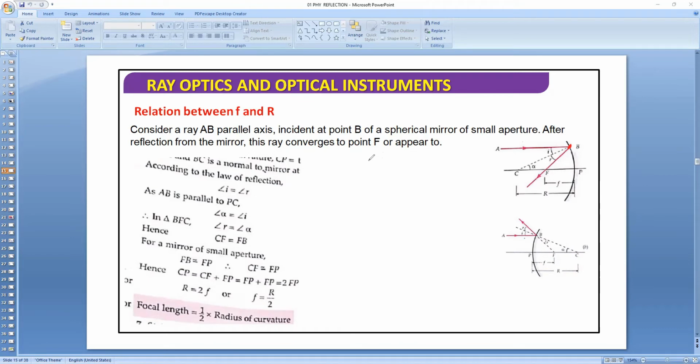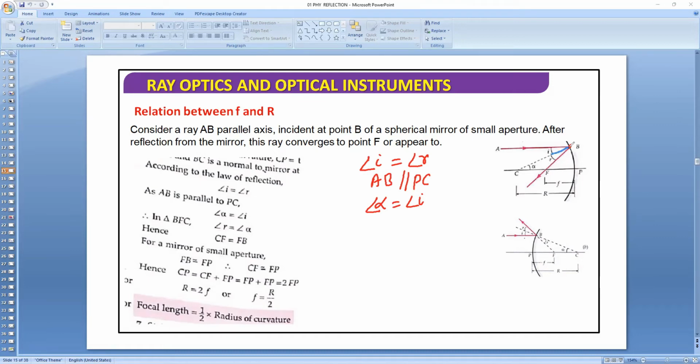According to the laws of reflection, angle I is equal to angle R. Now, AB is parallel to PC. In this case, angle alpha is equal to angle I, which means both angles are equal. Now you can compare with triangle BFC. BFC is a triangle.